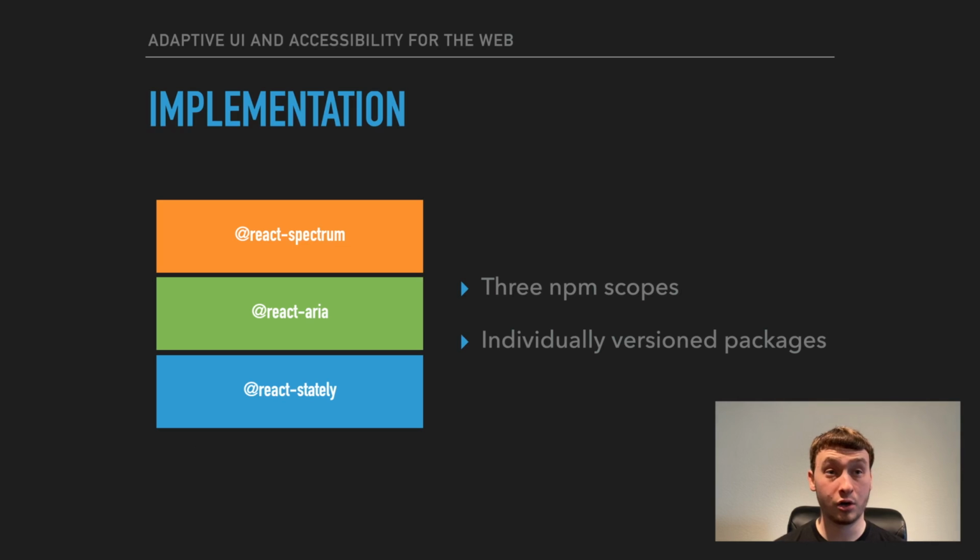So in terms of our own implementation of this architecture, it looks like this. We have 3 NPM scopes and publish individually versioned packages for each component. React Stately implements the state management, React Aria implements behavior and accessibility for the web, and React Spectrum is our design system that puts all this together and implements our styling.